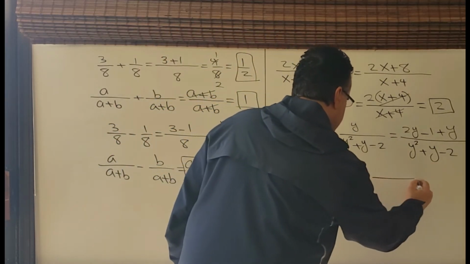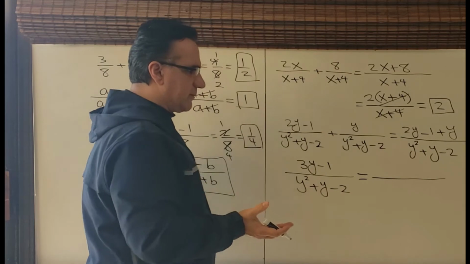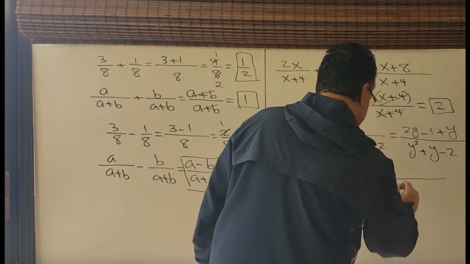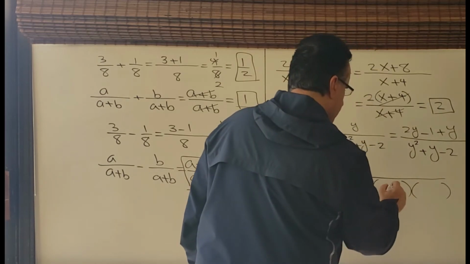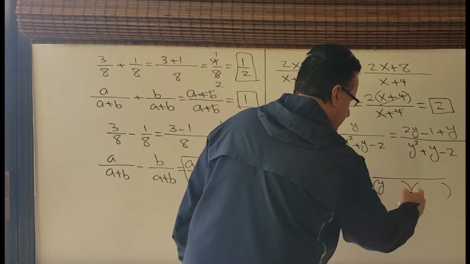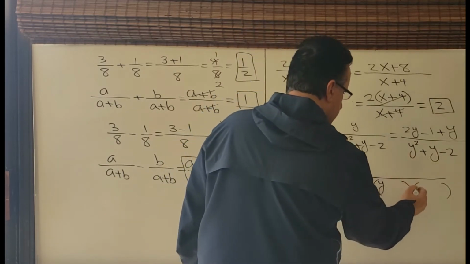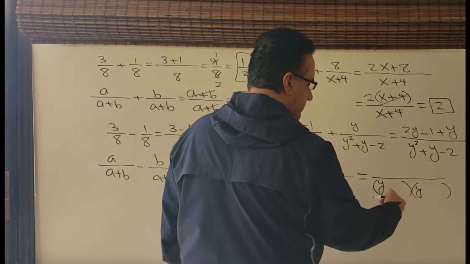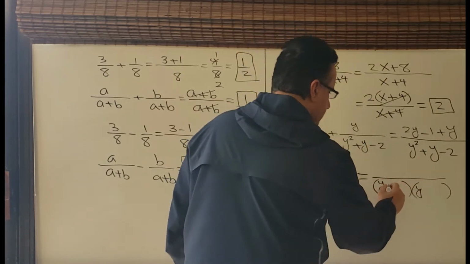So even though there may be no simplification possible, we always have to try. So we're going to go ahead and try to factor the denominator. And if you recall, we need two items that when we multiply we get y squared, so y and y, and two numbers that when we multiply we get -2. That seems to be pretty easy.